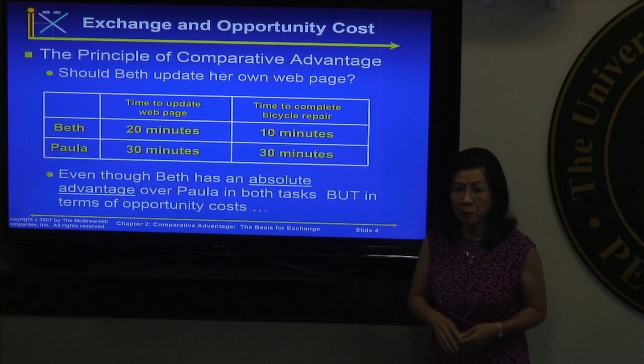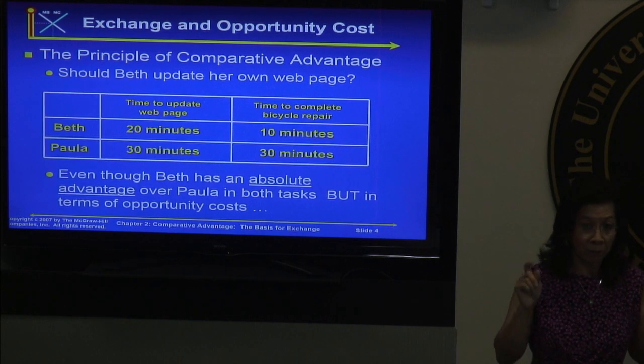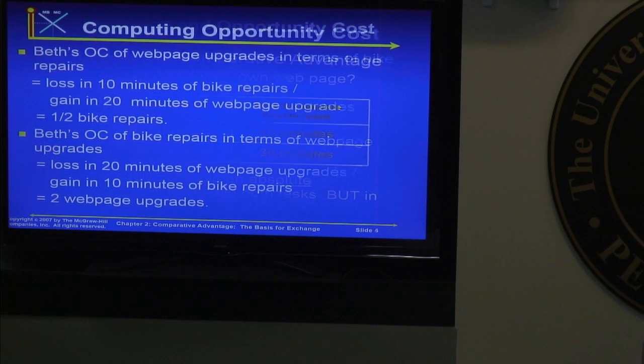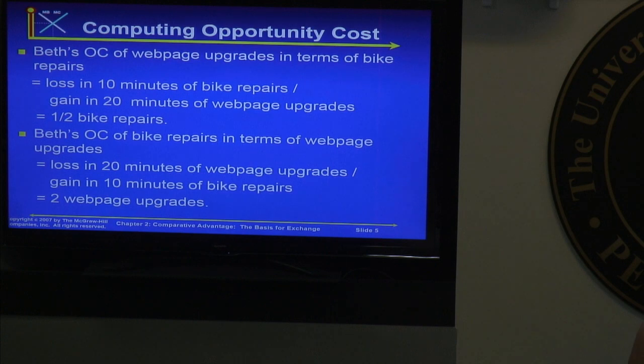But in terms of opportunity cost, it's not so straightforward. We have to calculate that, okay? So there it is, I'm giving it to you here. Please write this down. This one is not in your book.